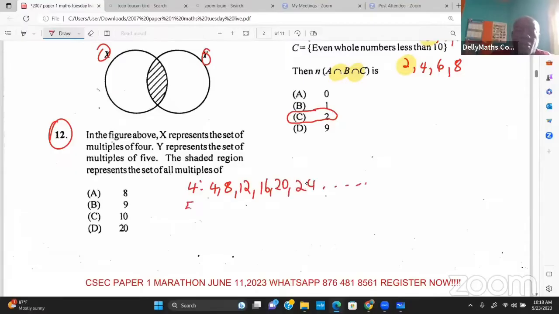Multiples of 5 would start 5, 10, 15, 20. And I'm seeing something already, right? You could see that this part would be what is overlapping. And definitely the number that is there, 20, is the answer. So you could see that 20 would be a part of the multiples of 4 as well as a part of the multiples of 5.